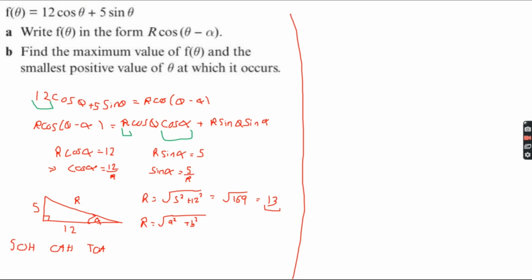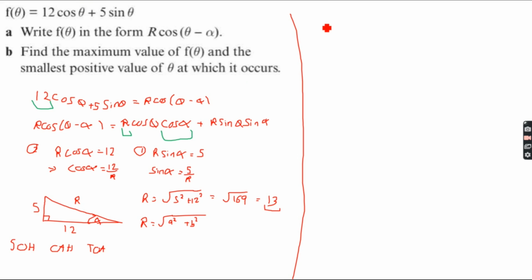So I'd need a bit more space. I'll draw a line here. So continuing this, we've got two expressions here: r cos alpha equals 12 and r sine alpha equals 5. Well, clearly, if we divide, let's say this is equation 1, and divide it by equation 2, we can eliminate the r and solve for the alpha.